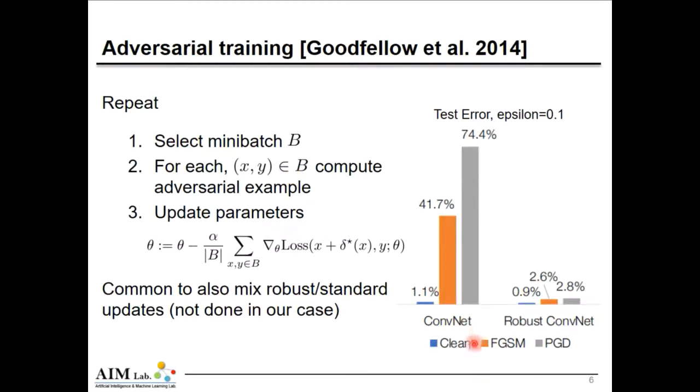So we had a model trained with normal training, and it did really well on standard accuracy here, but it did much worse when we attacked with FGSM or PGD. If I train the same exact architecture using this adversarial training method, on the right here, we actually get a much more robust network.